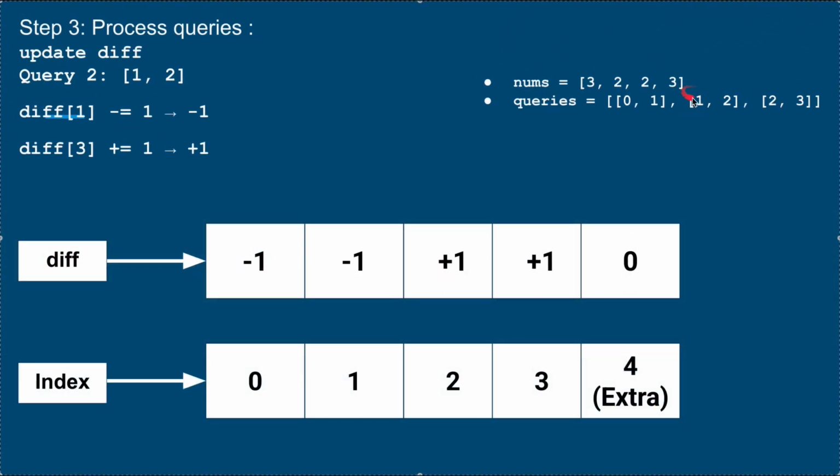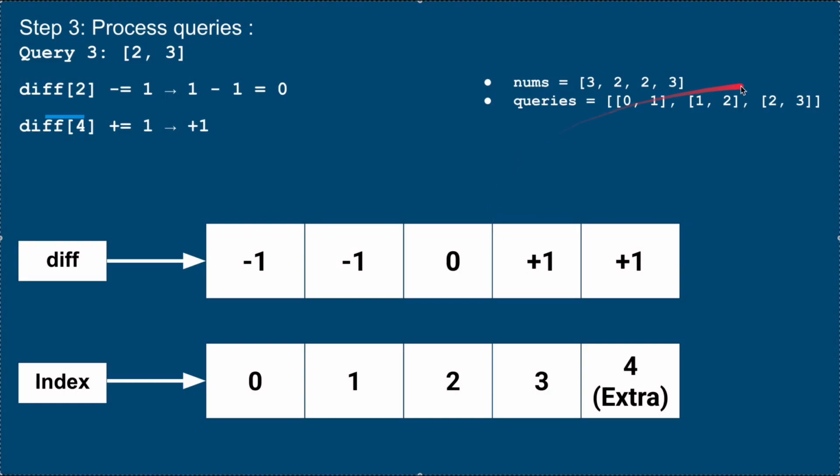The next query we have is 1 2, so diff at 1 will do minus, and diff at the next index will do plus. So at the start index we do minus, and at the end index we do plus. Similarly, we'll update -1 at index 1, and index 3 will get +1, right? Now we'll process the last query. So we have to process all the queries.